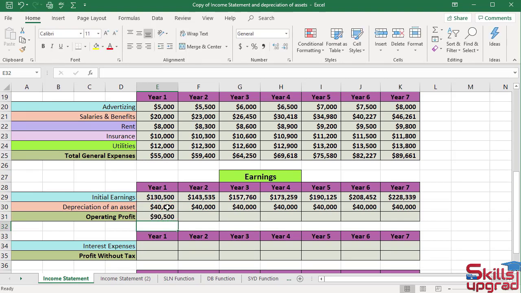Press the enter key. The operating profit of the company for the first year is $90,500. To calculate the operating profit of the company from year 2 to year 7, paste the same formula in other cells. Again, activate this cell, press the mouse and drag to the right.